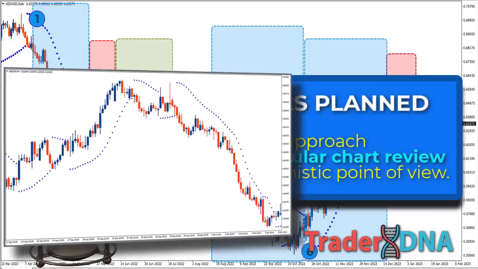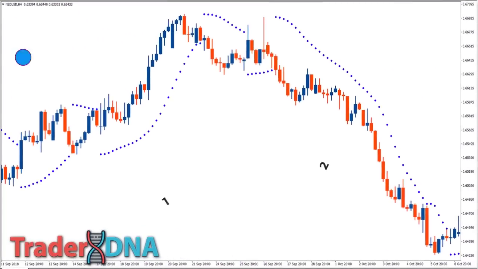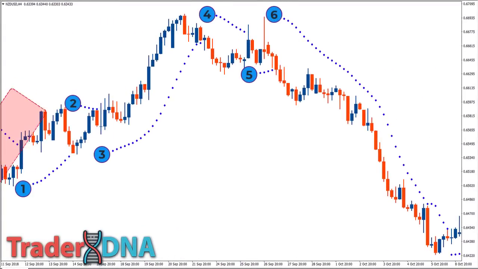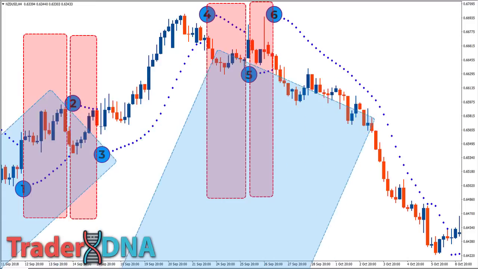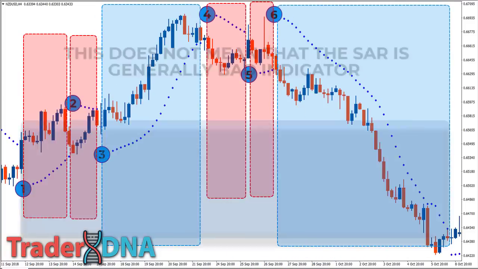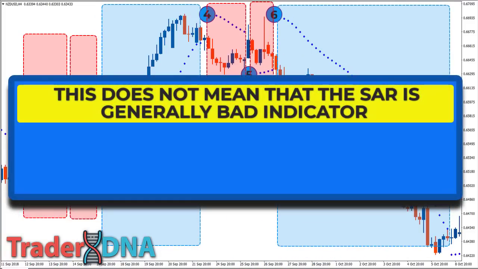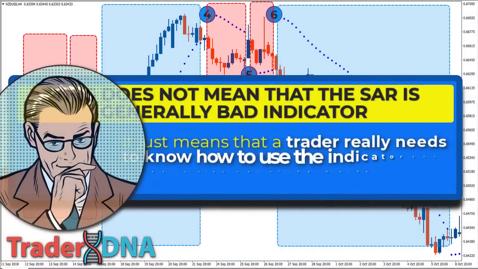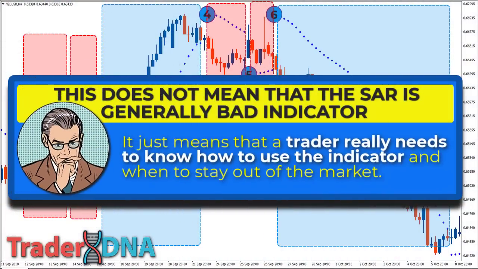This scenario shows an even worse situation, and out of the 6 SAR signals, 4 would have provided losing trades and just 2 potential profits. However, this does not mean that the SAR is generally a bad indicator, or that the signals are flawed. It just means that a trader really needs to know how to use the indicator, and when to stay out of the market. This is pretty much the premise of all trading strategies.